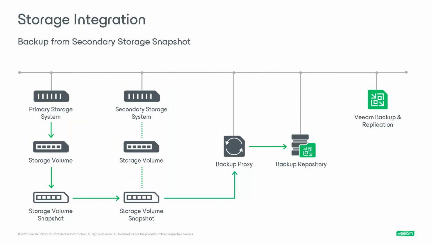So this is a little bit different than the other diagram we showed. This is backing up from a secondary storage snapshot. If you have a replicating array of storage systems, you can have Veeam initiate the snapshot to the secondary array and then use that secondary array snapshot as the source of the backup. From the Veeam perspective, it's the same idea of backing up from the volume or the snapshot of the volume, but the benefit is you are offloading that load from the primary storage system. In many cases, that could make a huge difference.